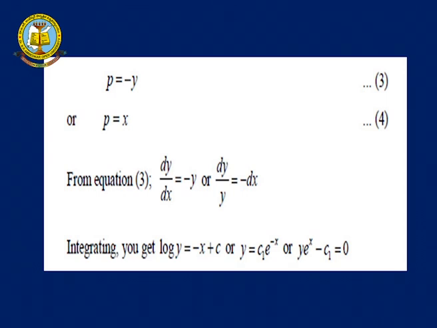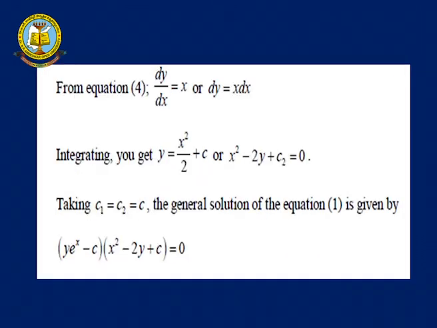So when we send the log to the right side, y equal to c1 e power of minus x, and similarly y into e power of x minus c1 equal to 0. So when e power of minus x is sent to the left side, it becomes y into e power of x minus c1 equal to 0, when we are solving equation 3. Now let us come to equation 4.